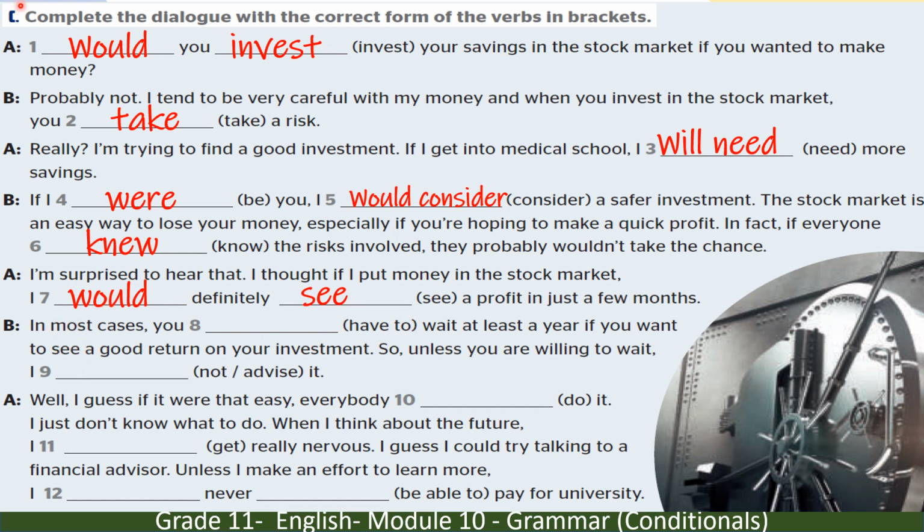Number 8, if, this is first conditional because followed by the present verb. In number 9, we have unless followed by the present verb, so the answer is don't advise because this is the zero conditional. Number 10, this is second conditional, if, and the verb here in the past simple. Number 11, this is zero conditional. And number 12, will be able to.